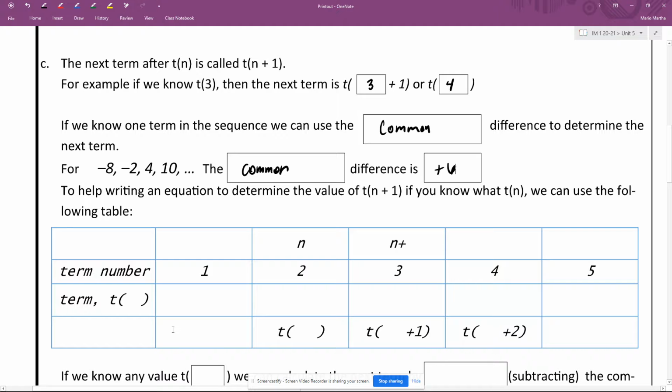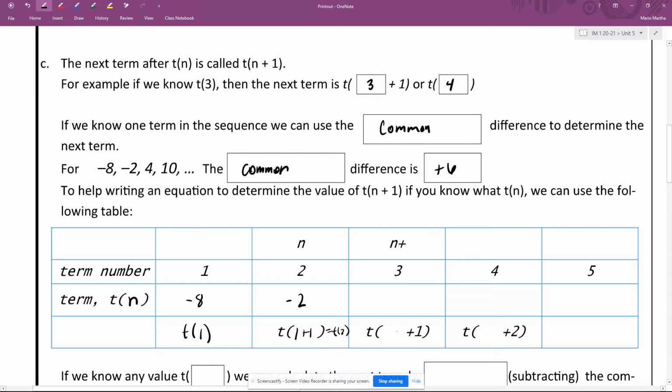So the term number, in this case, the term is T of n. This would be the first term, which in this case happens to be -8. And that would be T of 1. And then using the common difference, the next term would be T of n plus 1, or 1 plus 1 in this case. So 1 plus 1 would be just T of 2, which you already know is -2.